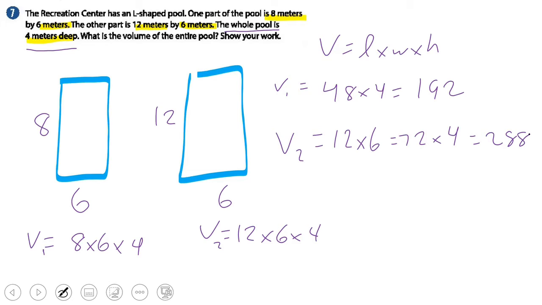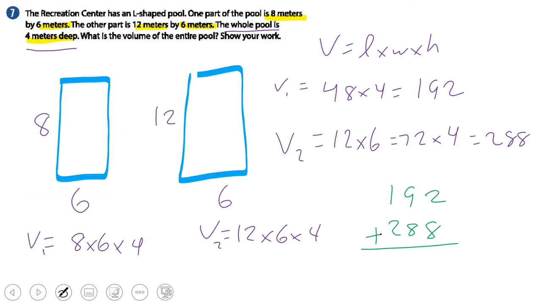Okay, we have two volumes, but we don't have one volume, and we need one volume. So I'm going to switch to a different color. Okay. What we do now is we add the two volumes together because it's additive volume. Okay. So we do 192 plus 288. We want to make sure that we line up our place value numbers because it's addition.